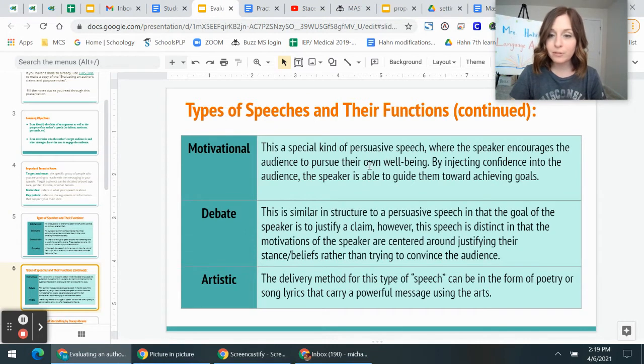Here are some other types of speeches and their functions. Next is motivational. This kind of persuasive speech is where the speaker encourages the audience to pursue their own well-being. By injecting confidence into the audience, the speaker is able to guide them towards achieving their goals.